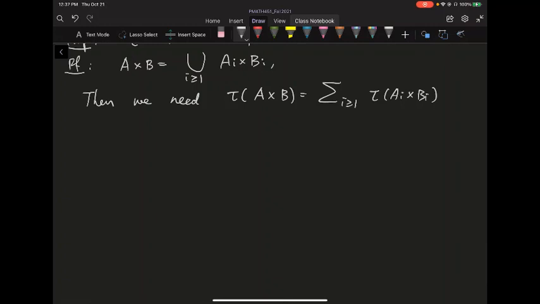Okay, so to show this, well, essentially, let's write by definition of tau. So this tau is, by definition, mu of A times mu of B. Okay, so I want to show that this is equal to the summation of mu of A_i times mu of B_i. Okay, so this is the goal.